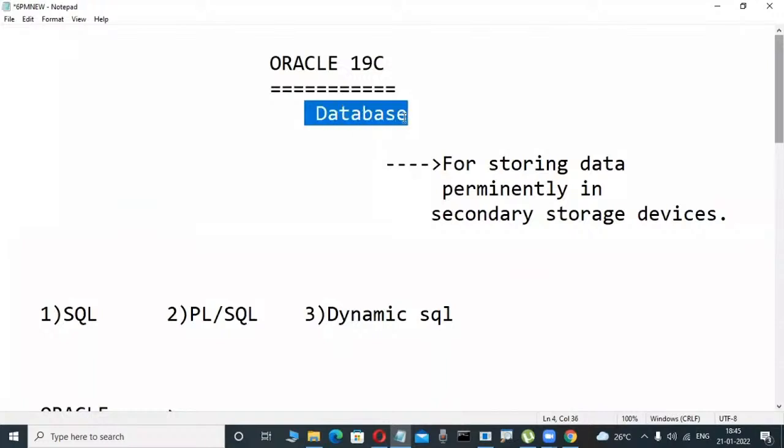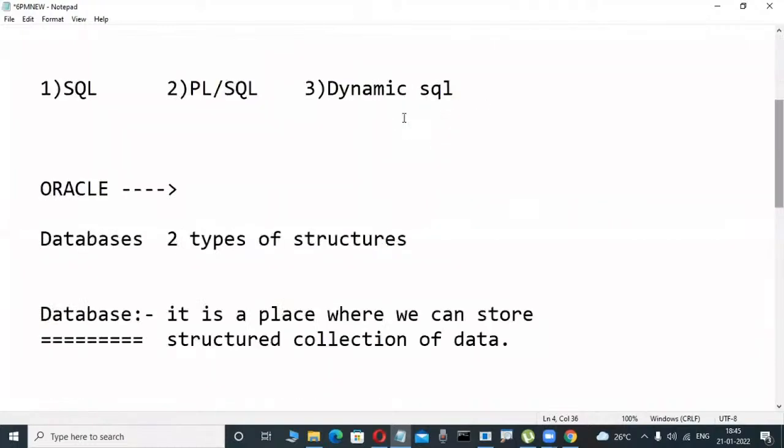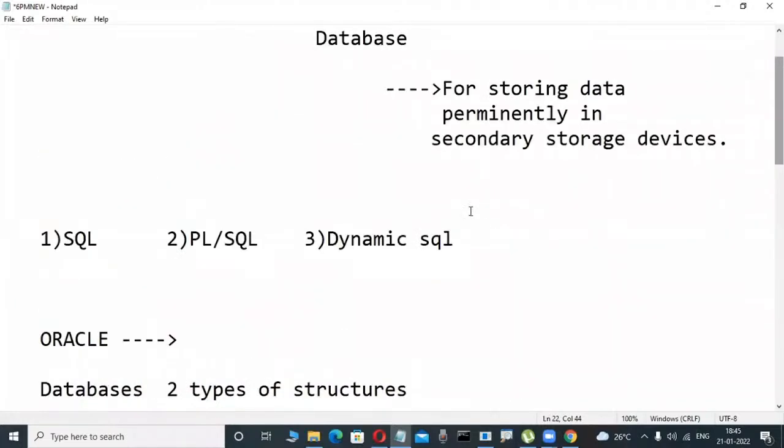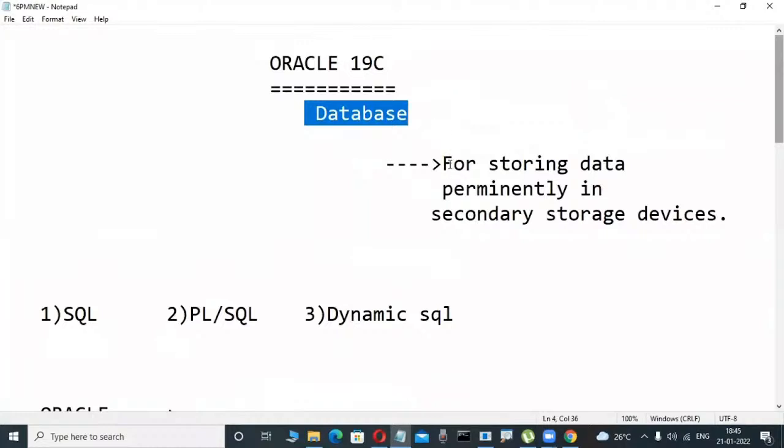What is a database? If anybody asks, as a developer, we say it is a place where we can store a structured collection of data. That is the logical side we are telling. What is the purpose of databases? Not only storing data permanently, but also retrieving and fetching the data efficiently from some place.